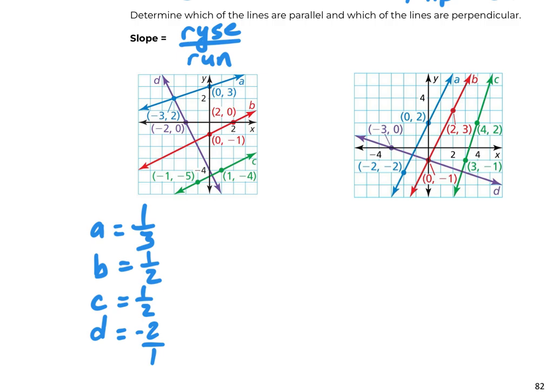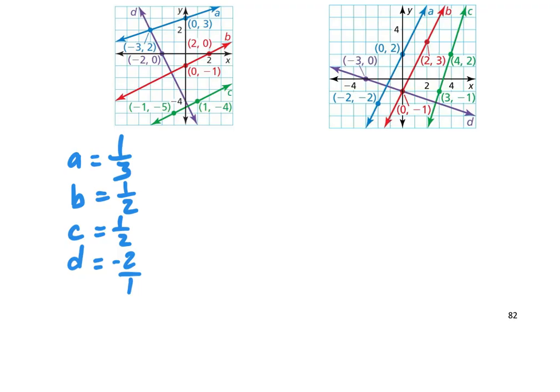Now we're going to use those slopes to help us identify, are any of these parallel, are any of them perpendicular? Okay, so do we have any slopes here that are the same? B and C. So we would simply say here B is parallel to C. And we can use our symbols. Parallel is just two lines right next to each other. It means parallel. Those are the only two lines that are parallel.